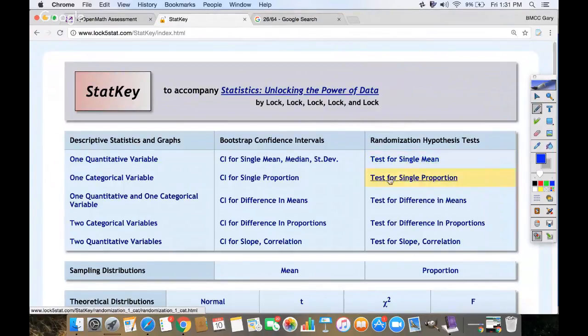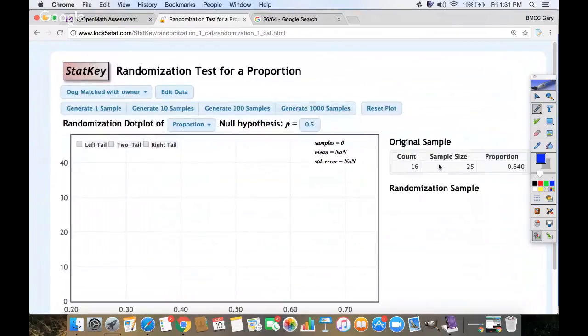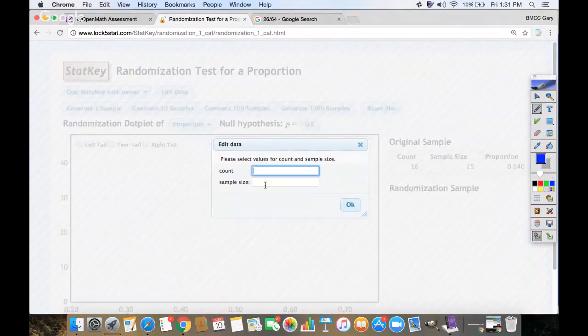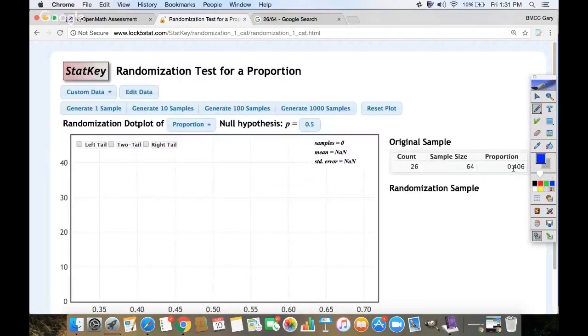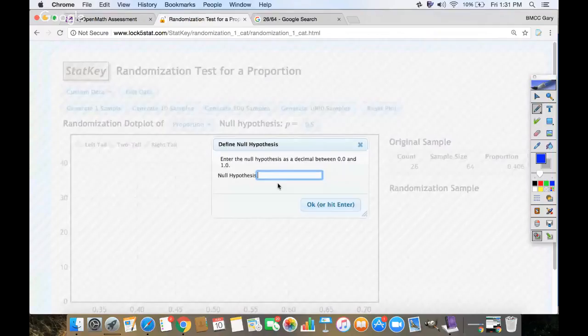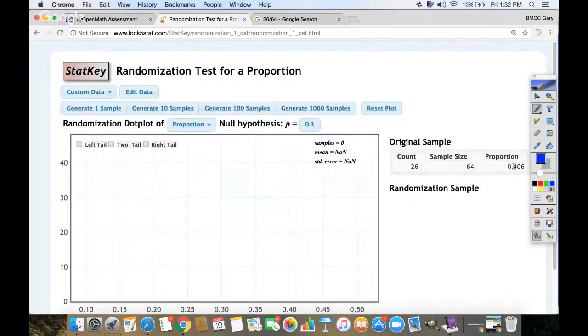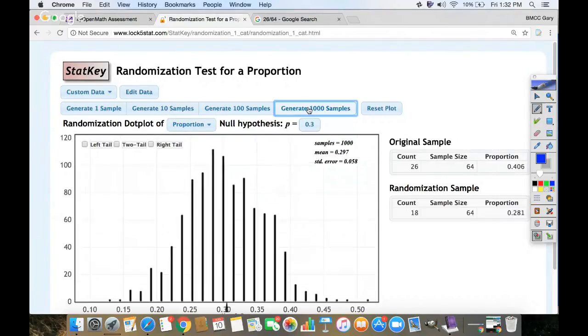and we're going to use this sampling distribution based on a test for a single proportion here at StatKey. To do that, we need to edit the original data here, and we want to put our count of 26 stocks went up out of a total of 64 stocks observed. All right, so there's our 40.6% over there. Next thing we need to do is adjust our null hypothesis. The null hypothesis is that it should be 30% or 0.3. So we have to enter our percentages as a decimal, and our fractions ultimately need to get turned to a decimal also. Once we've set our sample and set our null hypothesis, then we just start generating random samples.